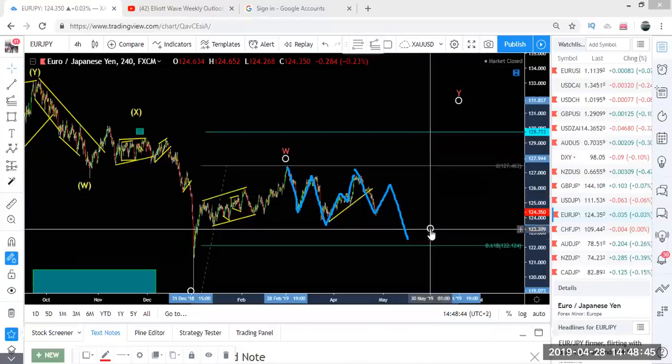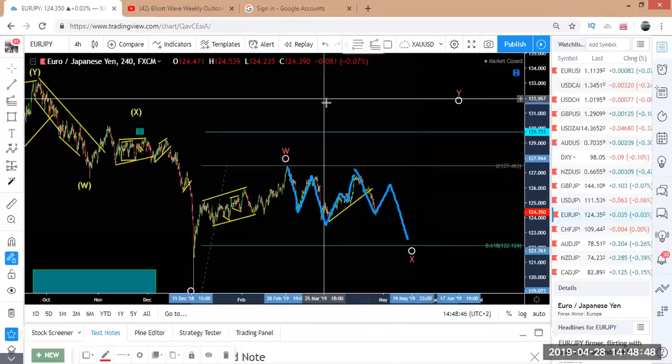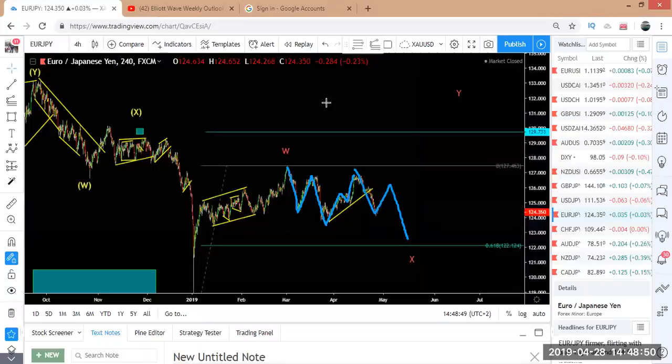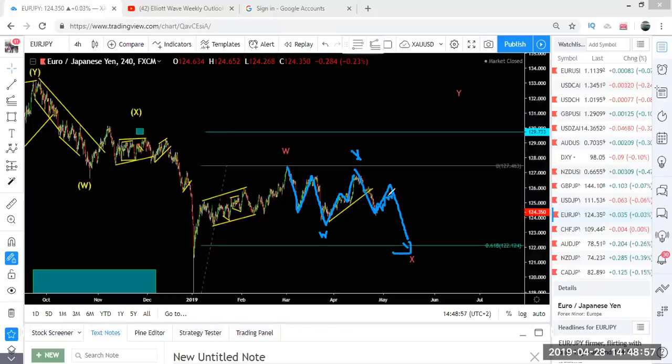Now that is the structure that we're looking at, which should be W, X, Y in this degree. So we want this to pull back here in the same size and degree as this one. Okay, so then what you will have is this 1, 1, 2, 3, and then upside. So for now, we'll expect downside. Okay, that is what we're going to be looking at.